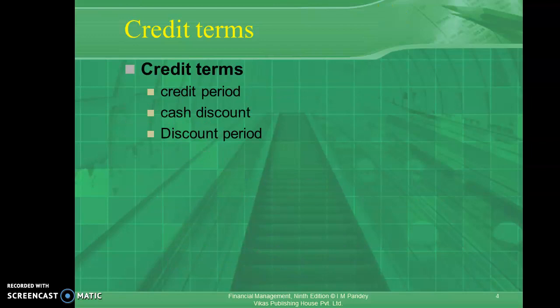And let's look into the credit terms. Usually when one company is selling the product to the customers, say ABC company is selling the product to Mr. X, ABC company will tell Mr. X, you can make the payment after 30 days. That's the maximum time period which you can take for making the payment. So this is known as credit period.